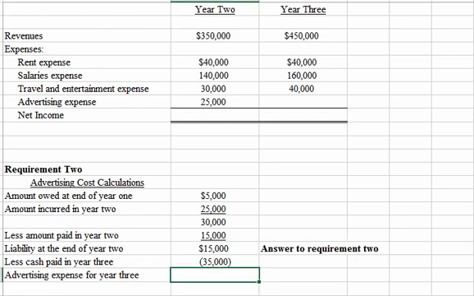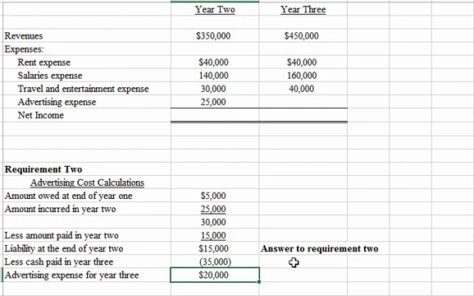So really, again, we're kind of taking the absolute difference. This is going to be $35,000 minus the $15,000. We're just taking the difference. That's why I put that one in as a negative number, minus the $15,000. That leaves us with the advertising expense in year 3 of $20,000.